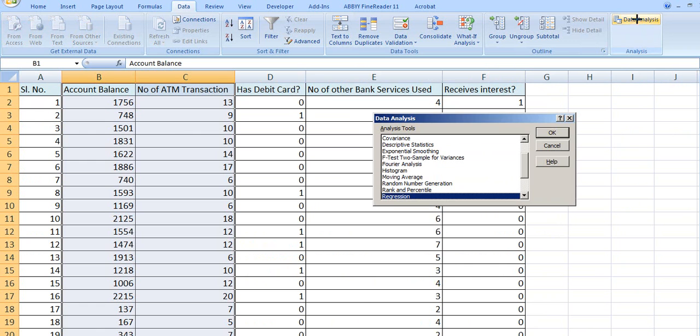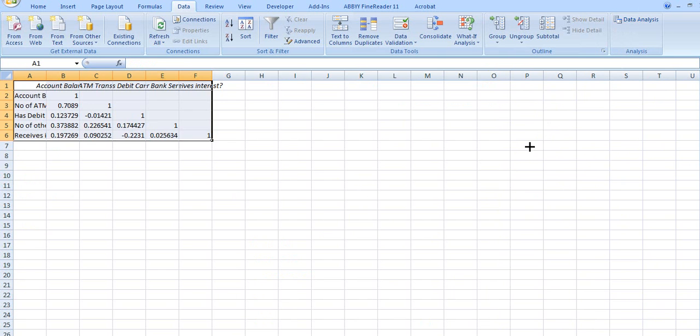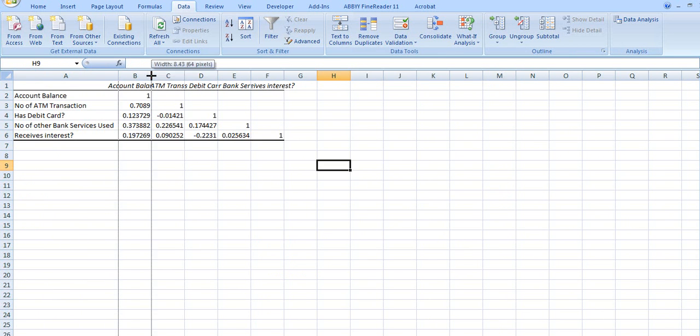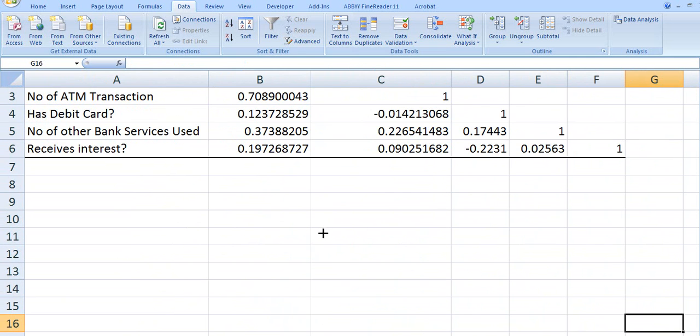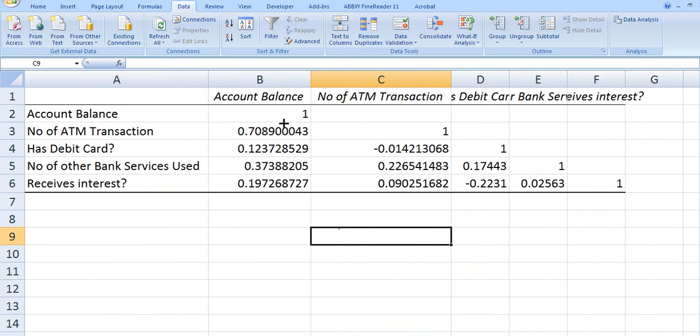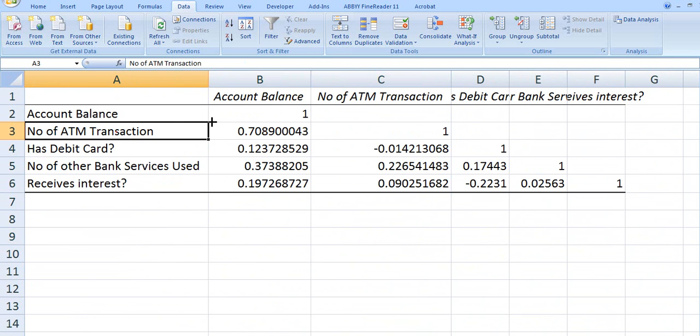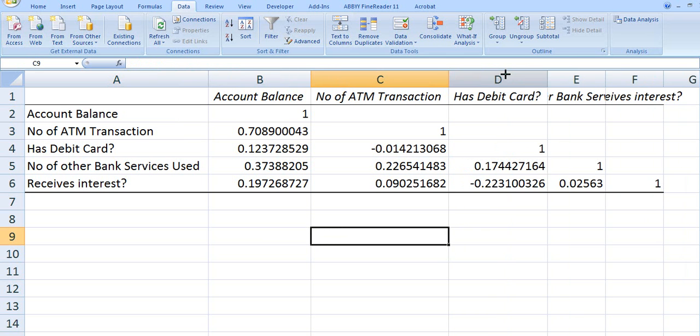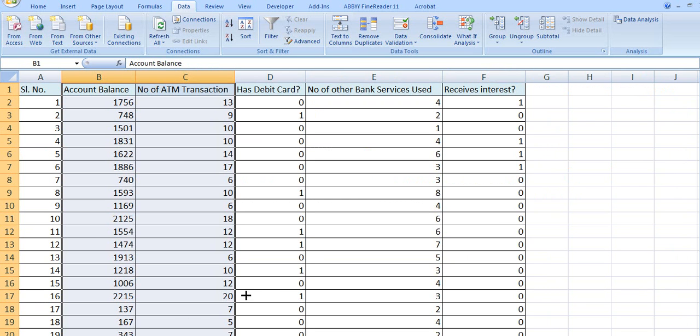How do we get it? If I do the data analysis and I go to correlation and I select OK, labels in the first row, you find that it has given you the correlation coefficient of all these values. What you see over here is the number of ATM transactions and account balance, whatever the correlation coefficient, 0.7089, which is exactly this, right? So it is saying that these are highly correlated. Higher ATM transactions means you have a higher account balance. That is the idea that you have. So this correlation analysis and the scatter plot help you in understanding initially, and then you can delve deeper and do the final regression.